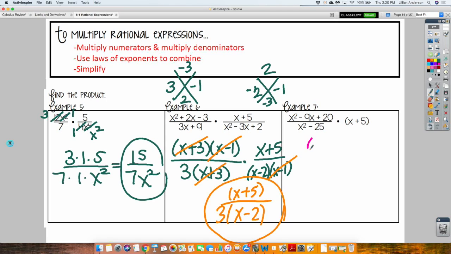X minus 5, x minus 4. Now, if you're wondering how they are getting these numbers so fast, I don't know, maybe they're going ahead of me. But you're looking for two numbers that multiply to give you 20 and add together to give you negative 9. That is negative 5 and negative 4.